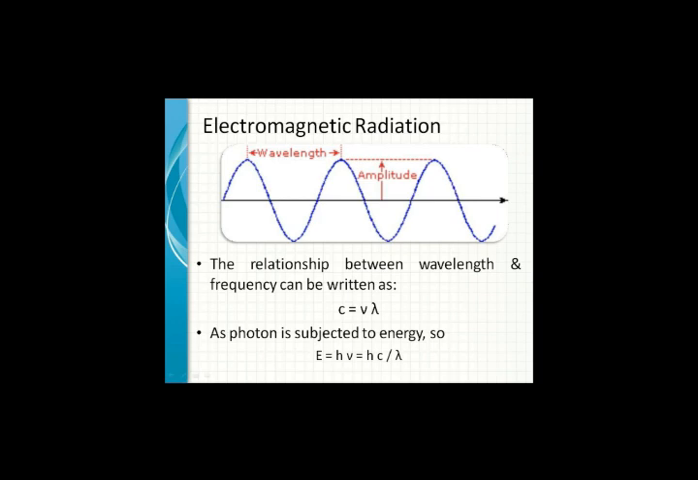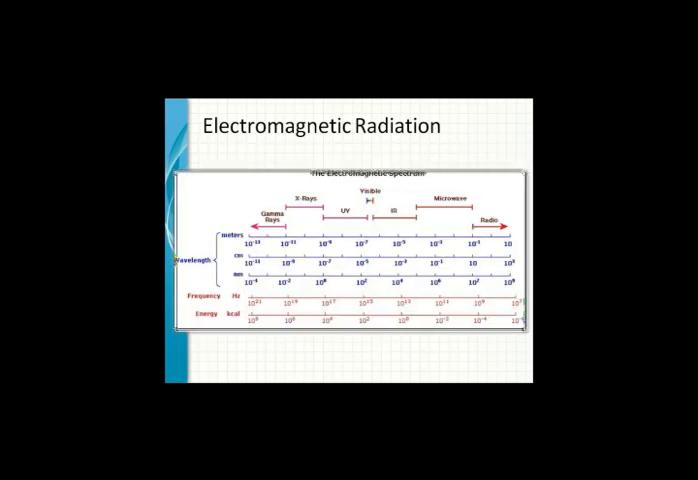These are the various electromagnetic radiations, which we can call the spectrum. Spectrum means the specific frequencies of radiation: gamma radiation, X-rays, ultraviolet visible radiation, IR radiation, microwave radiation, and radio radiation. According to their frequency, we can categorize the different electromagnetic radiations.